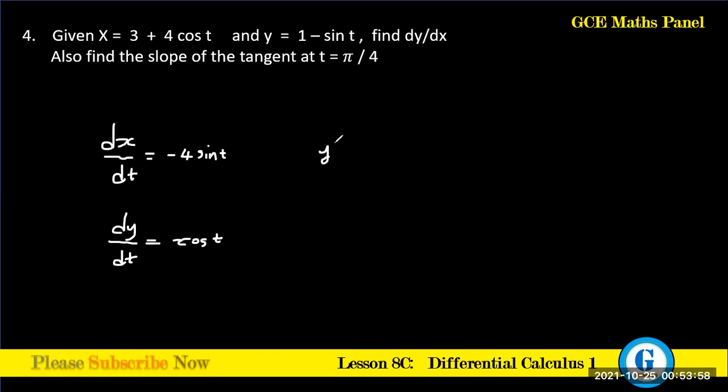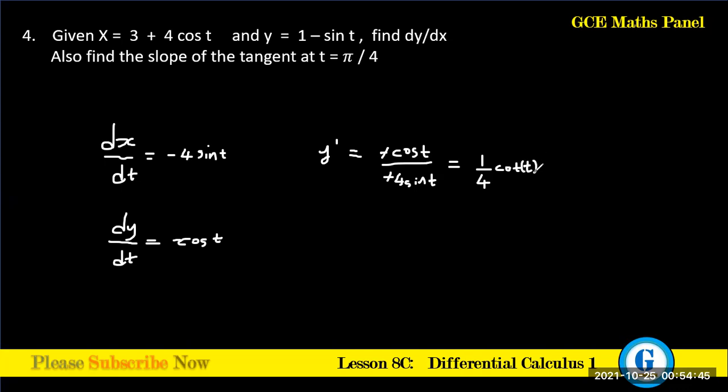And therefore y prime will be equal to dy/dt, which is minus cos t, divided by dx/dt, which is minus 4 sin t. The minus signs will cancel out. So this will give us 1 over 4 cot t.